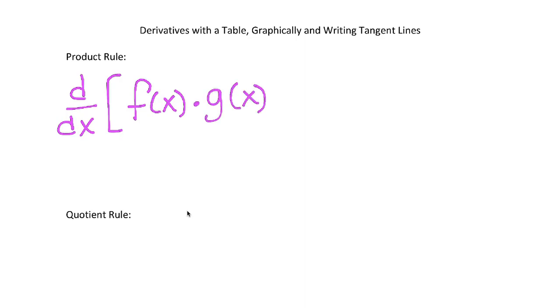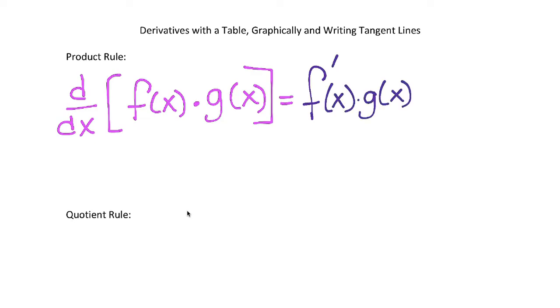About derivatives with a table, graphically, and then writing tangent lines. So let's just review the product rule. If you have to take the derivative of the product of two functions, f times g, that's equal to, you should know this already, f prime times g plus f times g prime. So that should be something you already know.